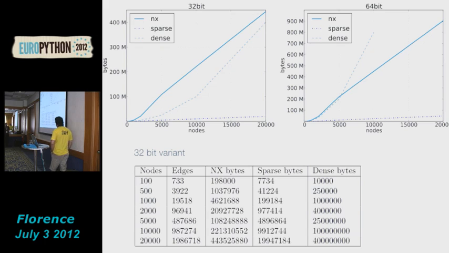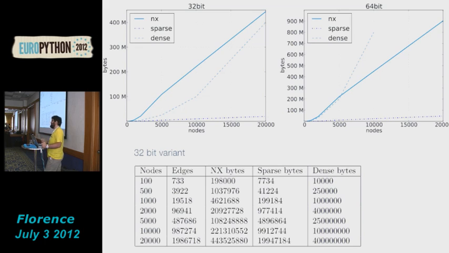But this is the problem. This is just 20,000 nodes, so it's a very small network. This in blue is the size of the image of a network represented as a NetworkX graph. We see that it grows roughly linearly, but it's huge. That is a 32-bit machine, and we have 400 million bytes for a small network. And if it's a 64-bit machine, then it's going to be more like 900 million. It means that if you study a network of 200 nodes, you are at 9 gigabytes.